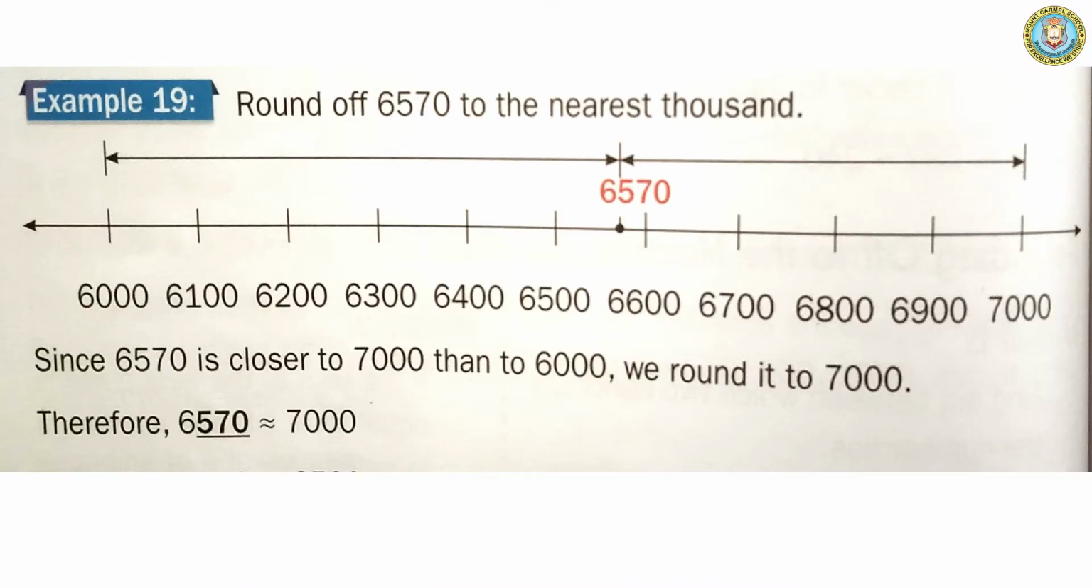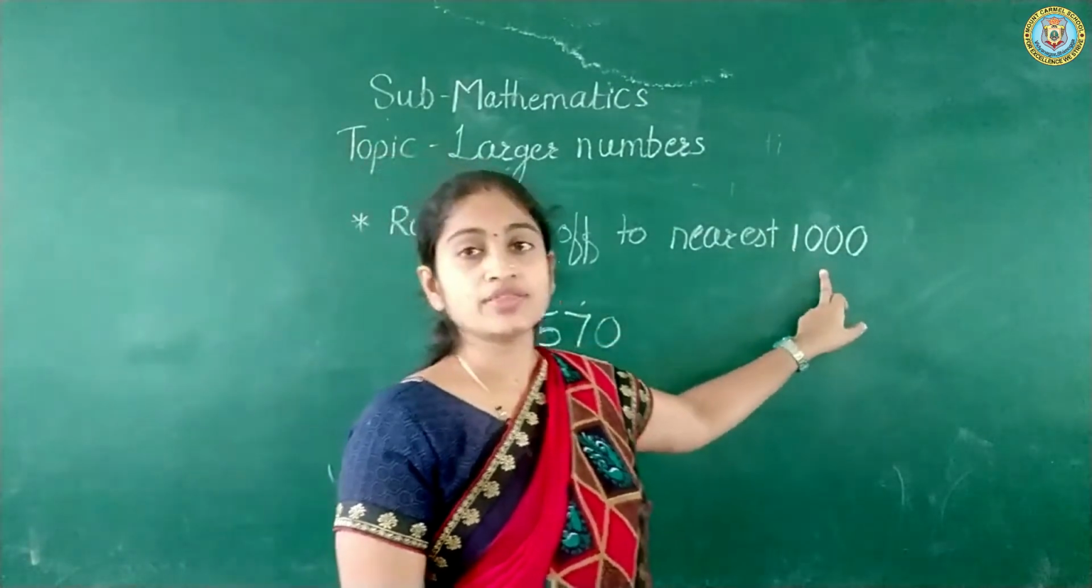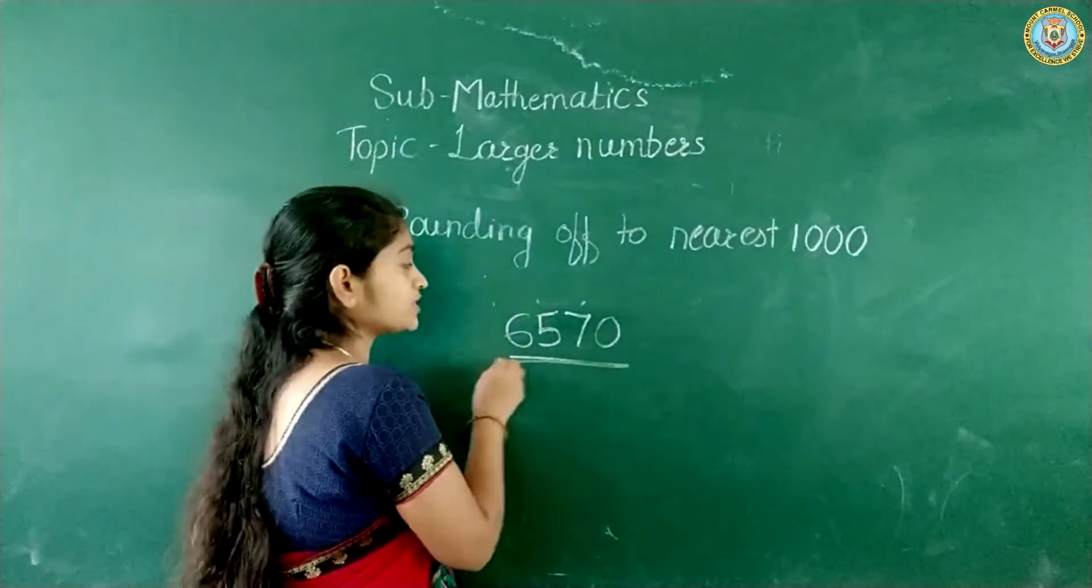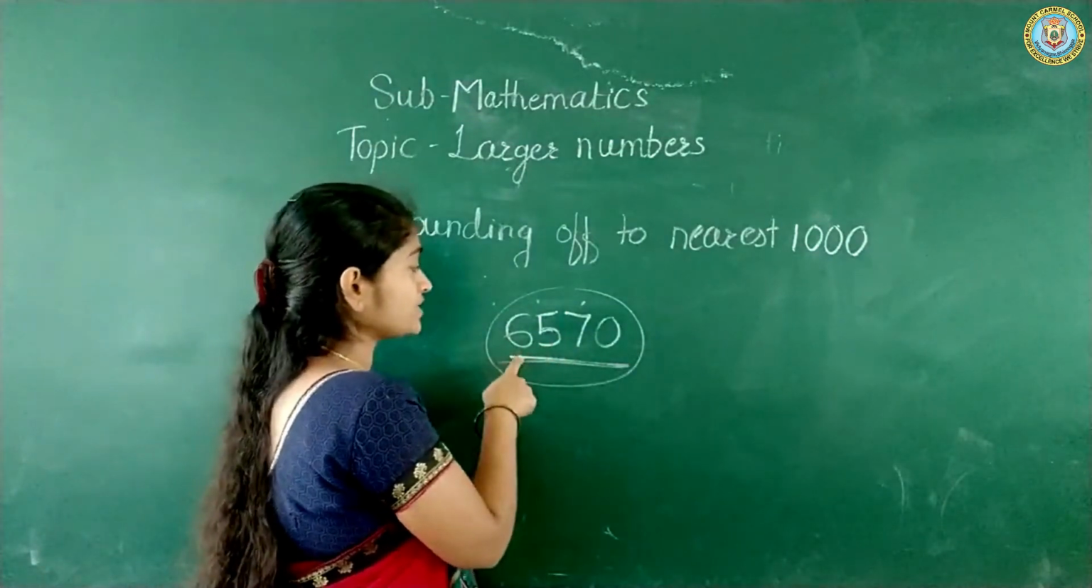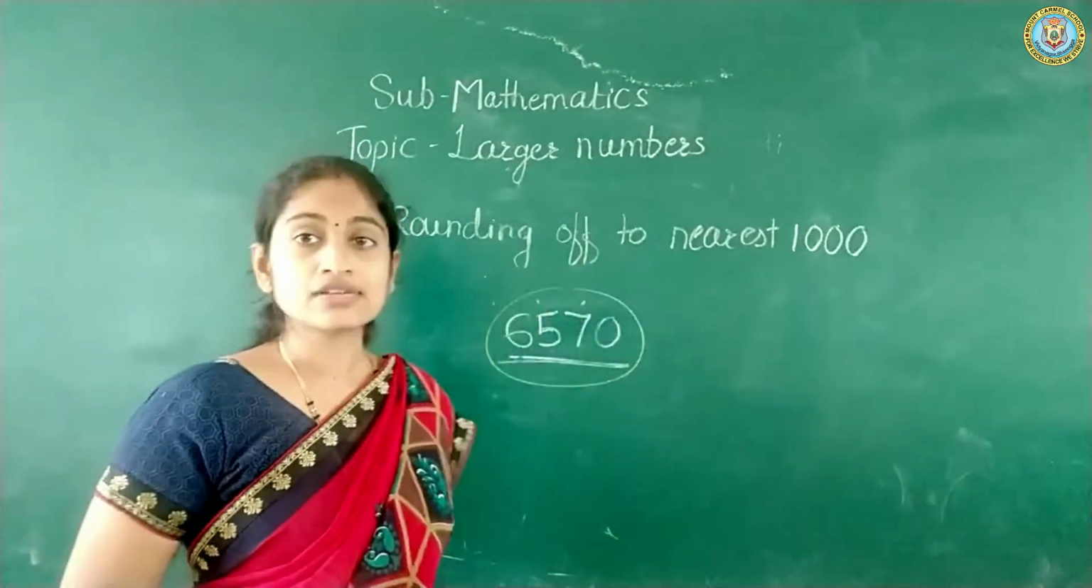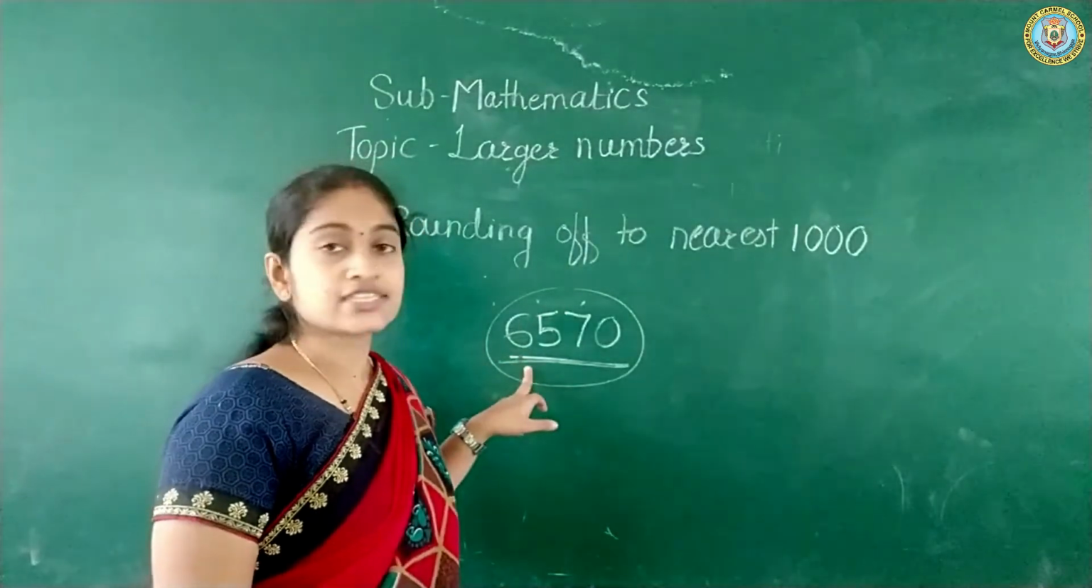So my dear students, for rounding off to the nearest 1000 we have an example. Let us check it. In that example they have asked, round off 6570 to the nearest 1000. The number given in this image is 6570. See here, to find the nearest 1000 we have to consider the thousands place. Whole number we have to consider here, because ones, tens, 100 and 1000 place is here. So to find the nearest 1000 we have to consider 6000 here.